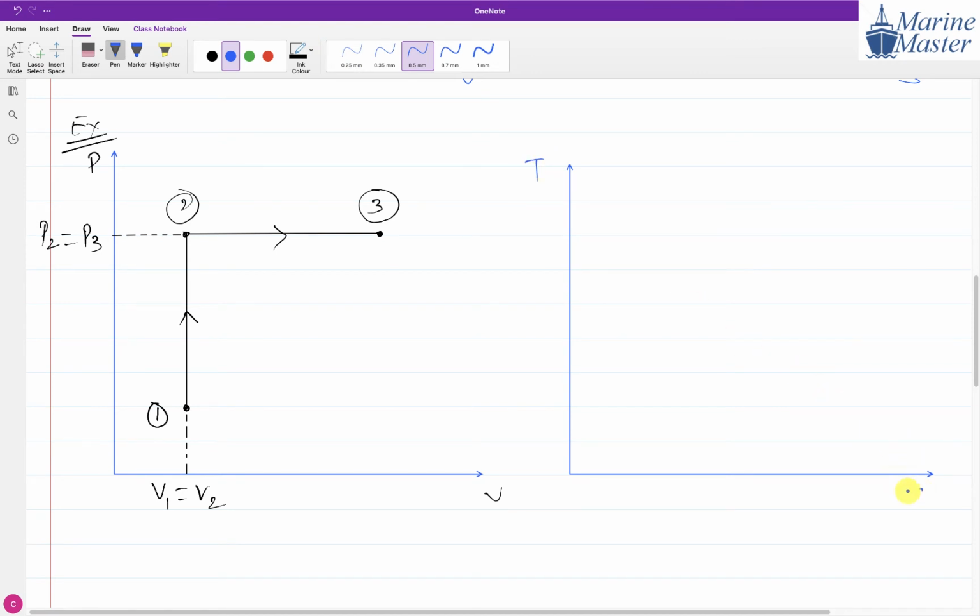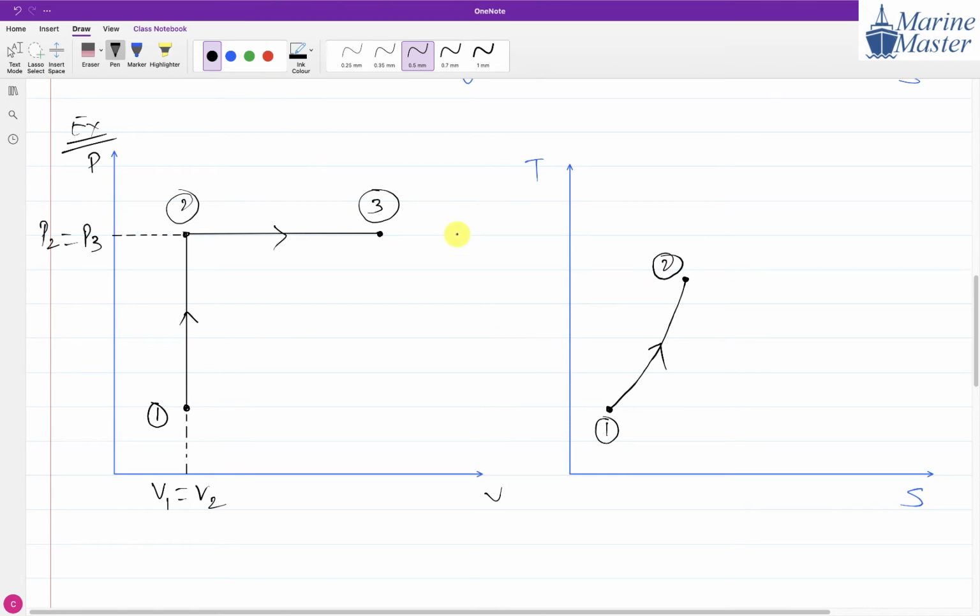Now remember, we have seen that the TS diagram for the constant volume process and the constant pressure process is approximately the same. But in this scenario, we have to differentiate them in the TS diagram. Remember, the slope of the constant volume process is always higher. So this is our constant volume process, and its slope is always higher as compared to the constant pressure process.